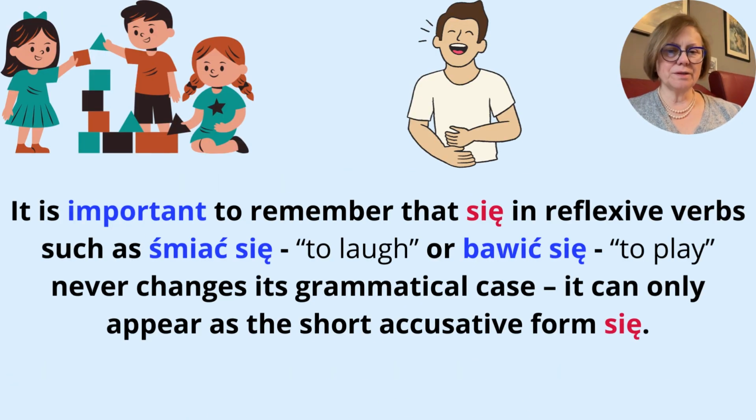It is important to remember that się in reflexive verbs such as śmiać się, to laugh, or bawić się, to play, never changes its grammatical case. It can only appear as the short accusative form się.